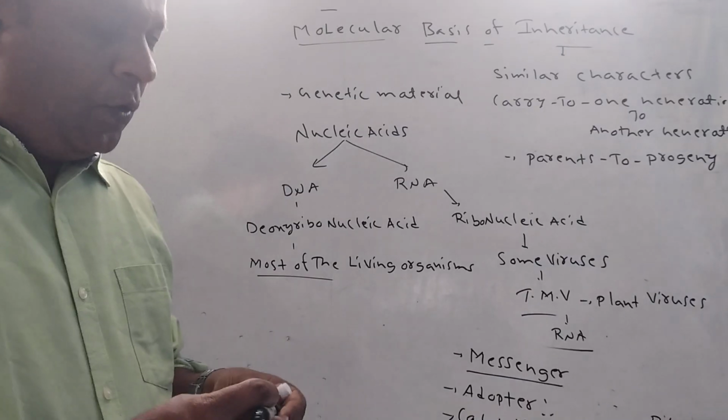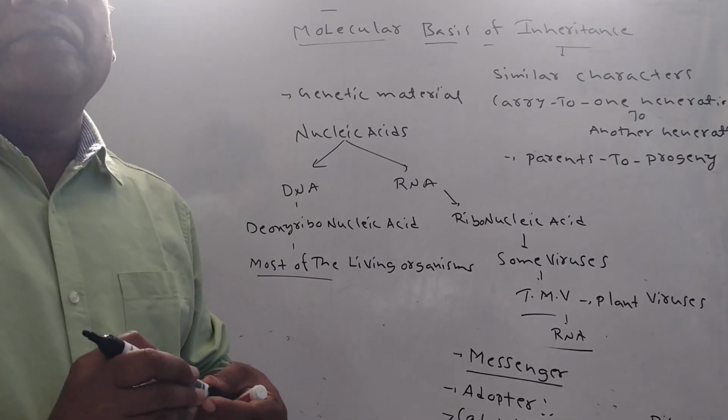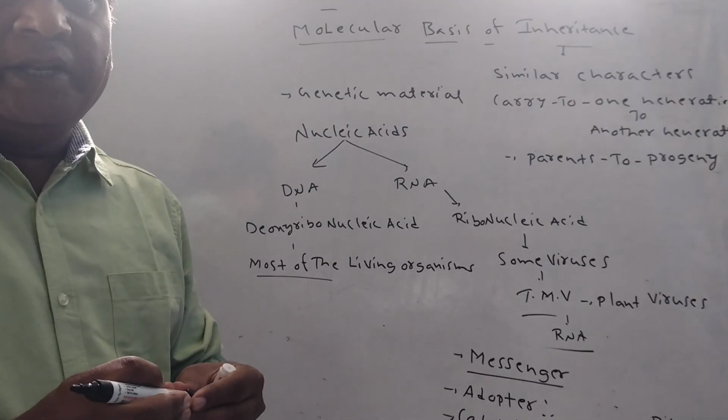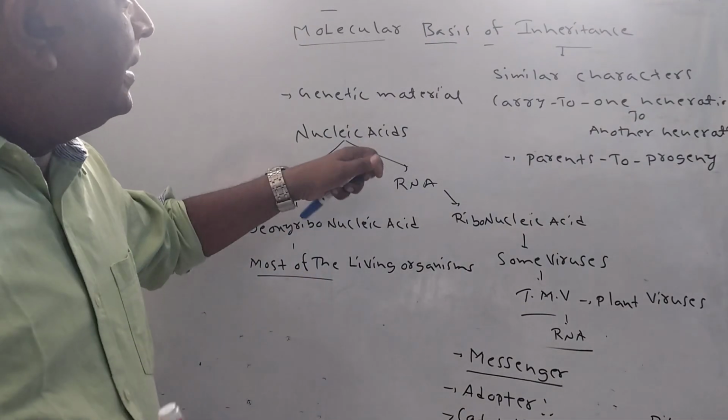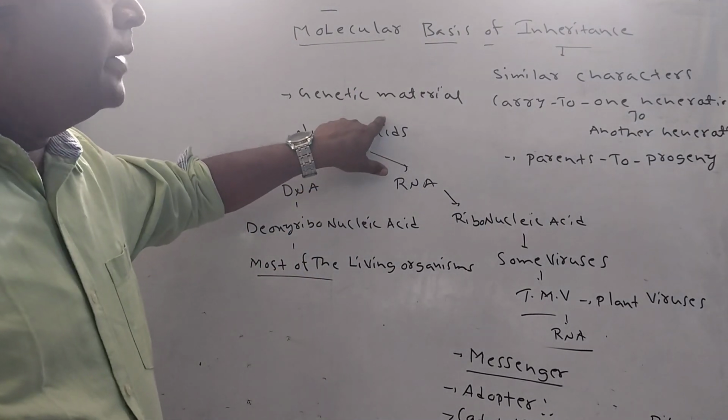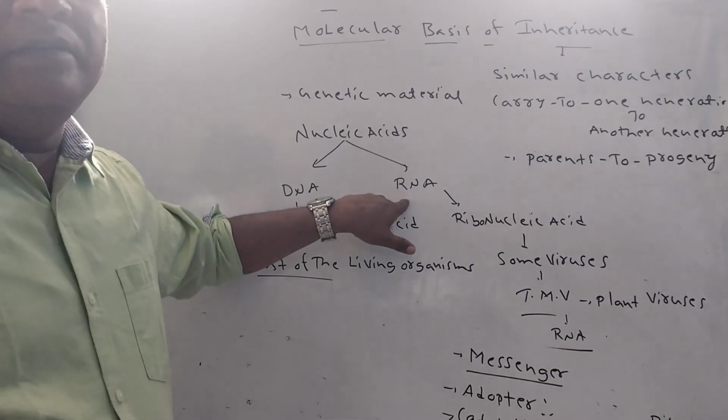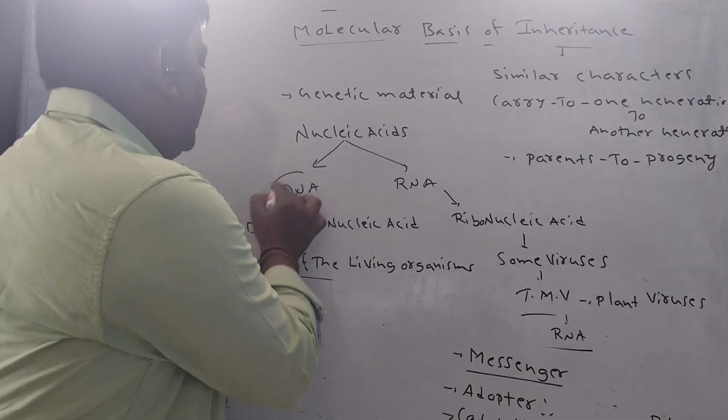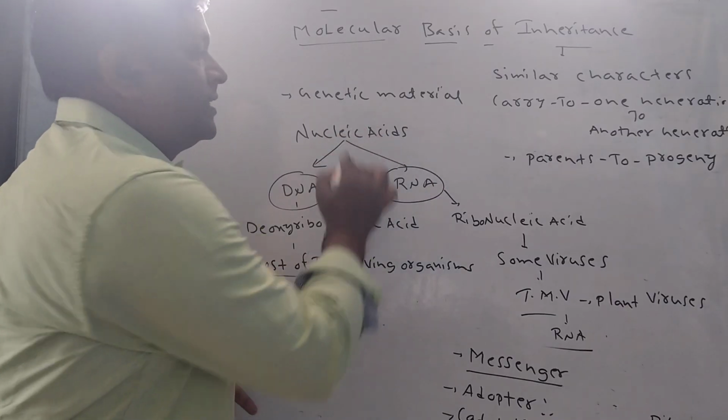Now we can see the history of the genetic material, how they identified the genetic material. Clearly, the genetic materials are of two types: one is DNA and the other is RNA. Both are genetic material, and both are called nucleic acids.